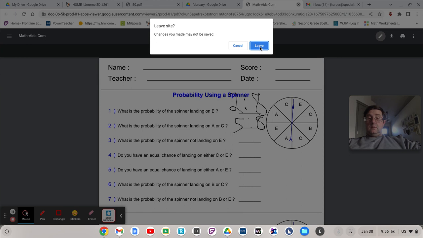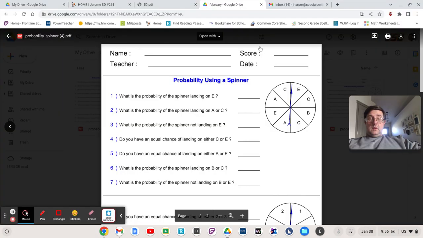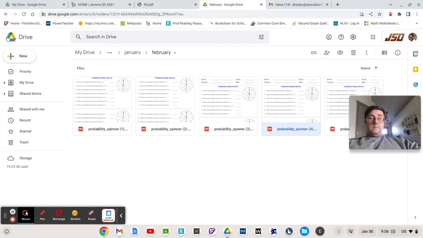So we're going to leave. And it looks like we covered all of them that we're going to do on probability. We might do some more on probability, but for now, that's as good.